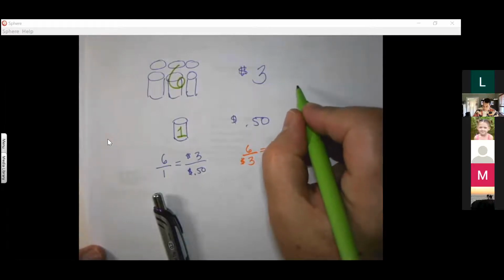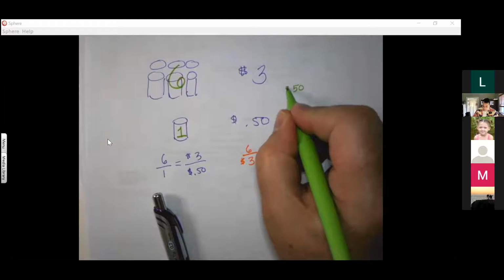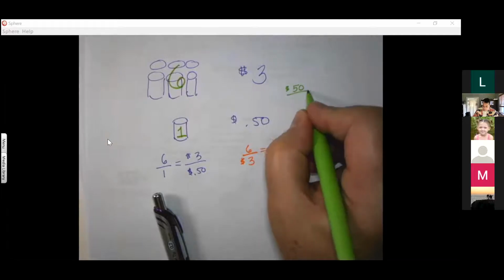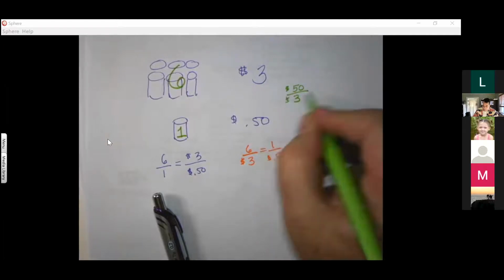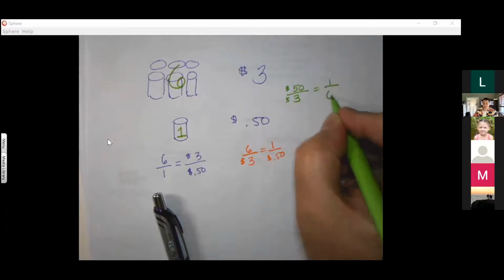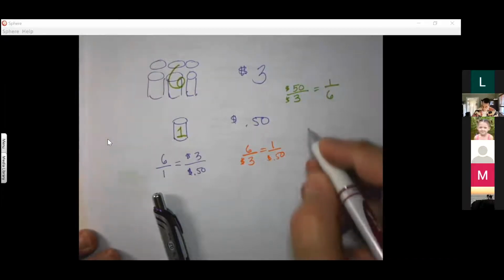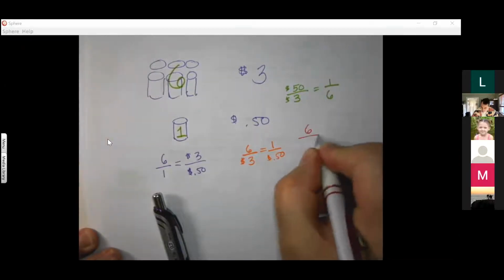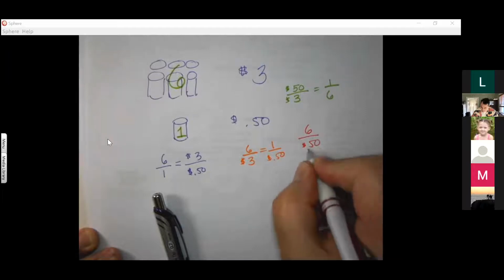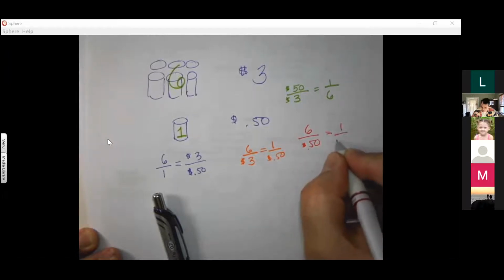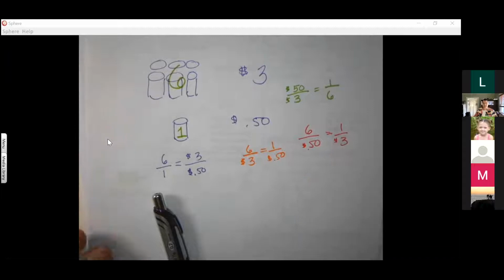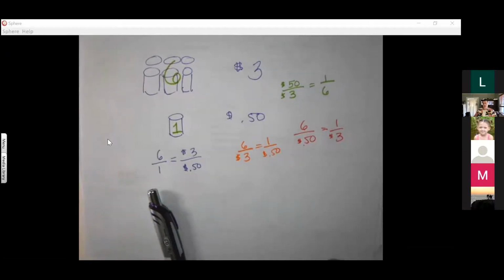I could say that 50 cents is to $3 as 1 can is to 6. There's a bunch of ways I can do this. But what I could not do is say 6 cans is to 50 cents as 1 can is to $3. So the point of this discussion right now is, how can you tell which proportions work and which don't? And I have a way of thinking about it.